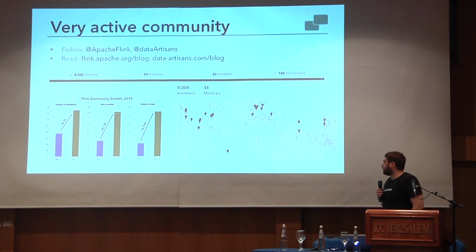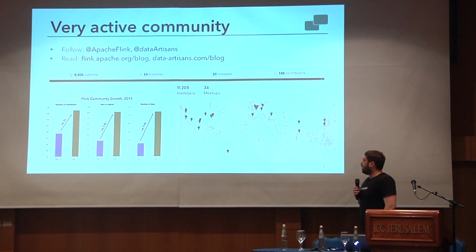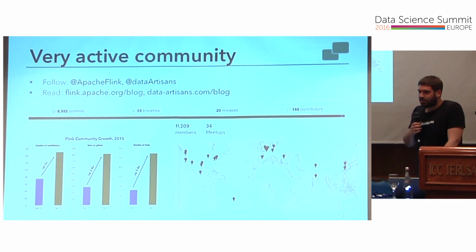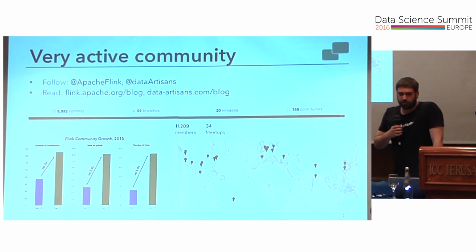Which brings me to community. So if you're interested about Flink, you should really go through the resources in the blog at flink.apache.org and at dataartisans.com. The Flink community is growing like crazy right now. There are more than 180 contributors in the system. We measured it in 2015 and the community doubled. There are by now 34 meetups in most continents in the world. If you don't see a meetup where you're based, we should start one. Yeah. So this is going very, very well.